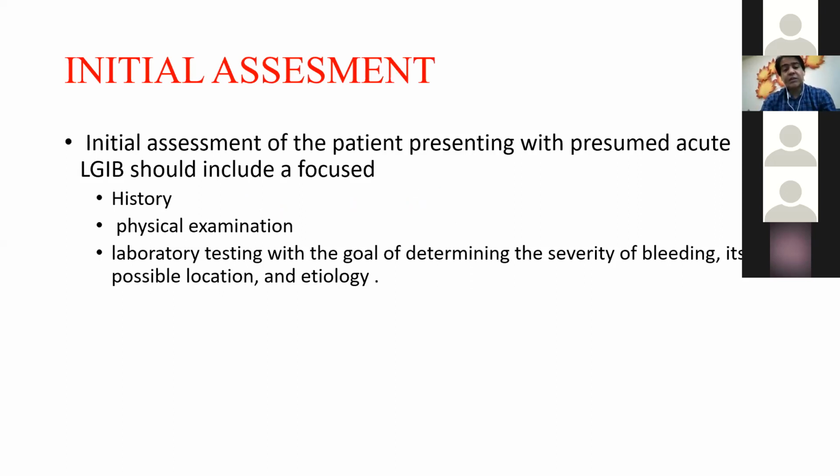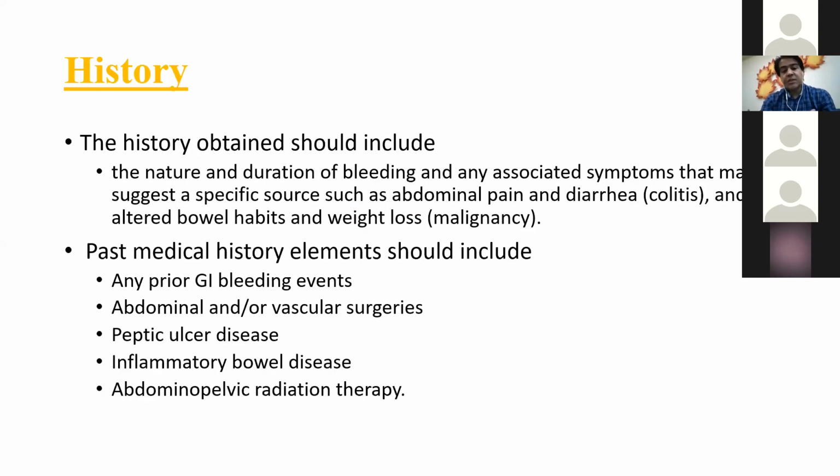Then do the physical examination and send certain laboratory tests. History is again important. As I told you, you must ask about the nature and duration of bleeding. You may ask about painful or painless bleeding, and whether something is coming out of the anus or not. When you are suspecting hemorrhoid, you may ask about painful or painless bleeding, and whether something is coming out of the anus. If the patient has painful bleeding, then you may think about anal fissure. If somebody has hematochezia and pus discharge, then you may think about fistula.